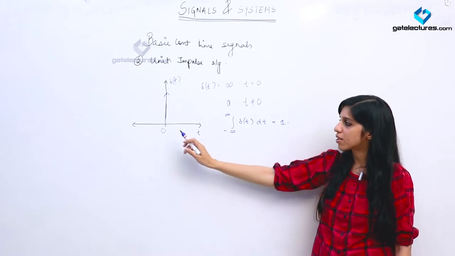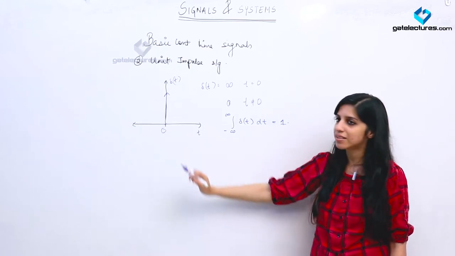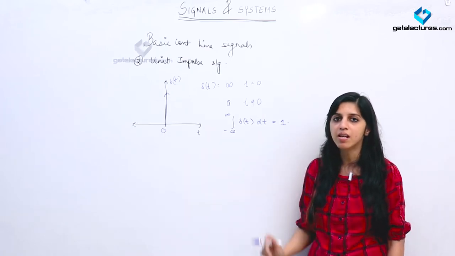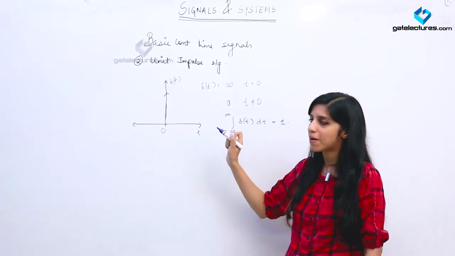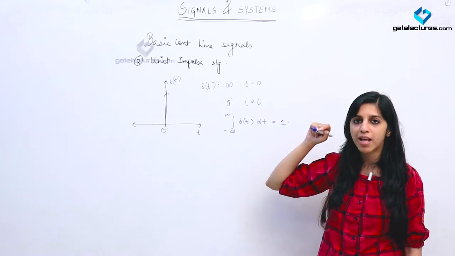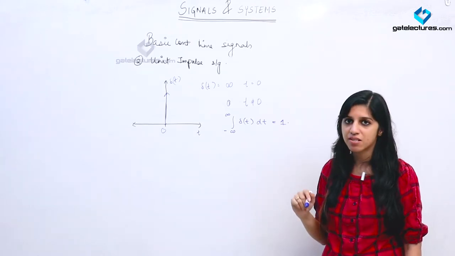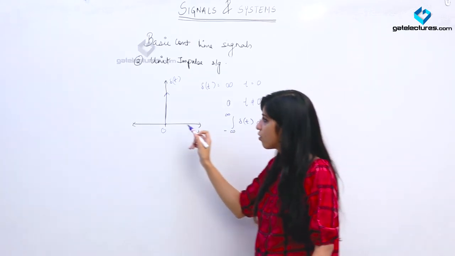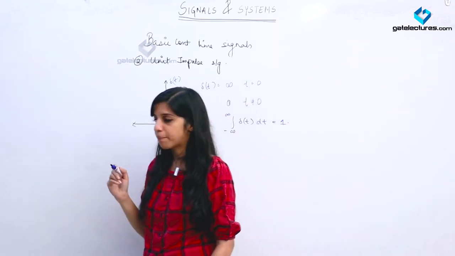Why? Because this function exists at a single instance of time, a single point of time. So when you multiply some other function with this function, we obtain the value of that function at that instance of time. That is how we can use this function for sampling.